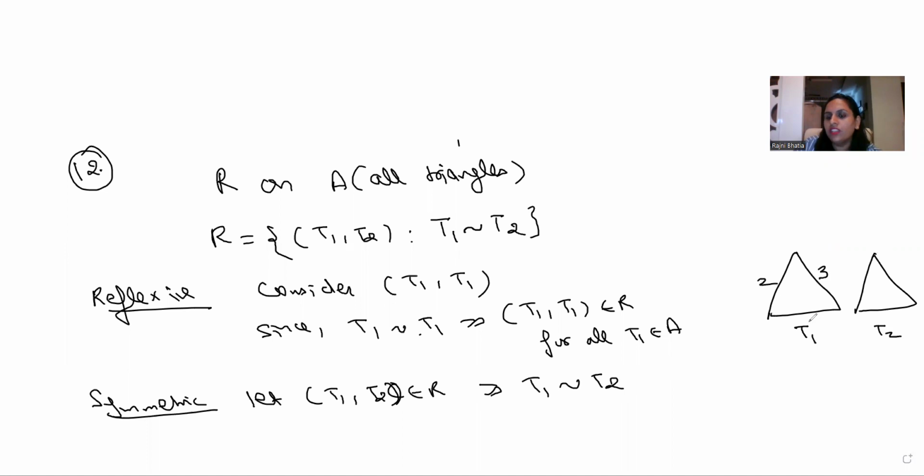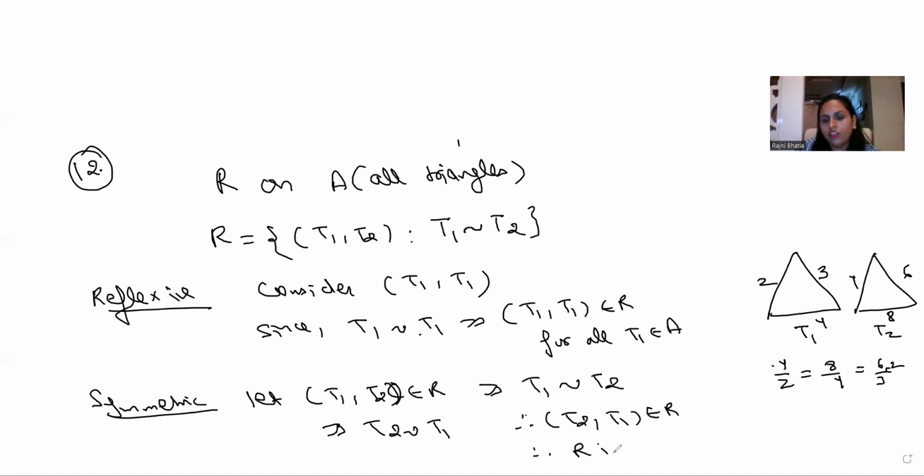This is 2, 3, 4. This is 4, 6, and 8. So 2 by 4, 3 by 6, 4 by 8. They are proportional. Now if we take T2 and T1, so 4 by 2, 8 by 4, and 6 by 3. They are also equal, so they are also similar. So we can say this implies T2 is similar to T1. Therefore, T2, T1 belongs to R, and therefore the relation R is symmetric.